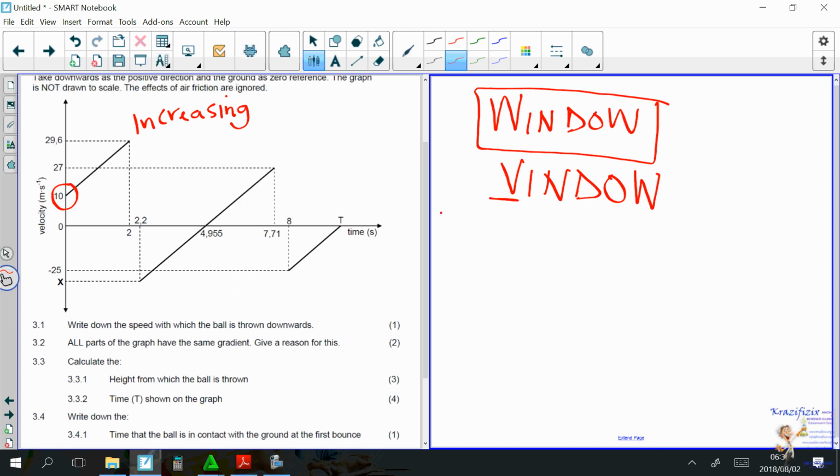It means the velocity of an object will increase when the object is moving down, if it's a free fall.